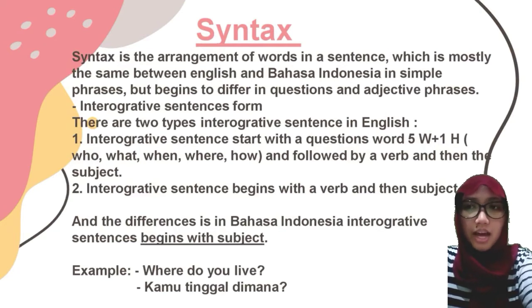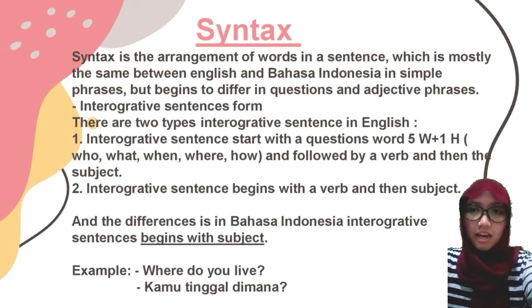There are two types of interrogative sentences in English. First, interrogative sentences start with the question words 5W1H: who, what, when, where, how, followed by a verb and then the subject. Second, interrogative sentences begin with a verb and then the subject. And the difference is that in Bahasa Indonesia, interrogative sentences begin with the subject.